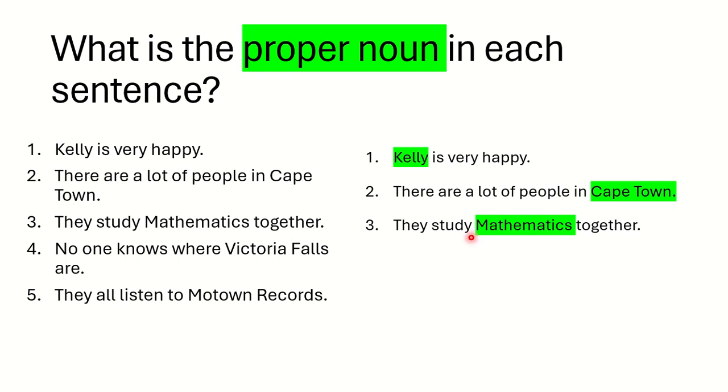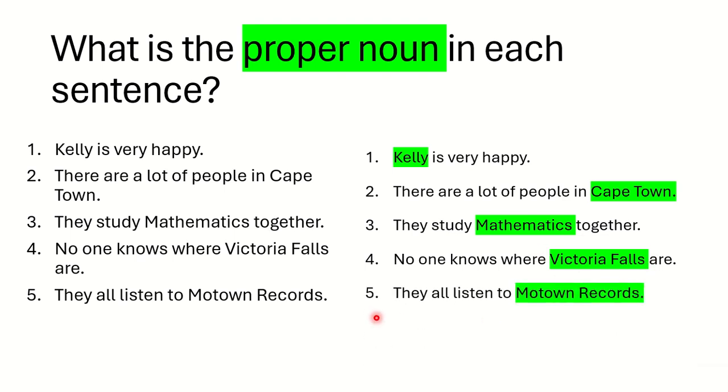Number 3, they study mathematics together. Mathematics is the proper noun because it starts with a capital letter and it is also the specific name of a subject. Number 4, no one knows where Victoria Falls are. Victoria Falls will then be a specific name of a place. Then we have number 5, they all listen to Motown Records. Motown Records is the name of a specific recording company.